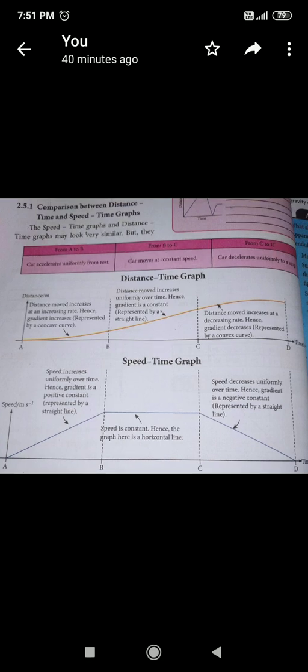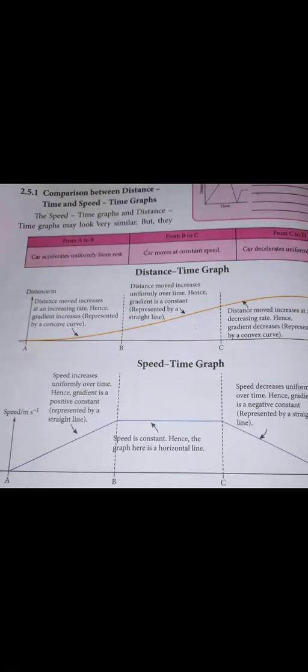Next we are going to see the comparison between the distance time and speed time graphs. Before, we have discussed the distance time graph; ரெண்டு அதையும் பார்த்தோம், speed time graphs-ஐயும் பார்த்தோம். The speed time graphs and the distance time graphs may look very similar. ரெண்டும் பார்க்க ஒன்று போல தான் தோணும், is it so? But they give different information. We will see by some labels.